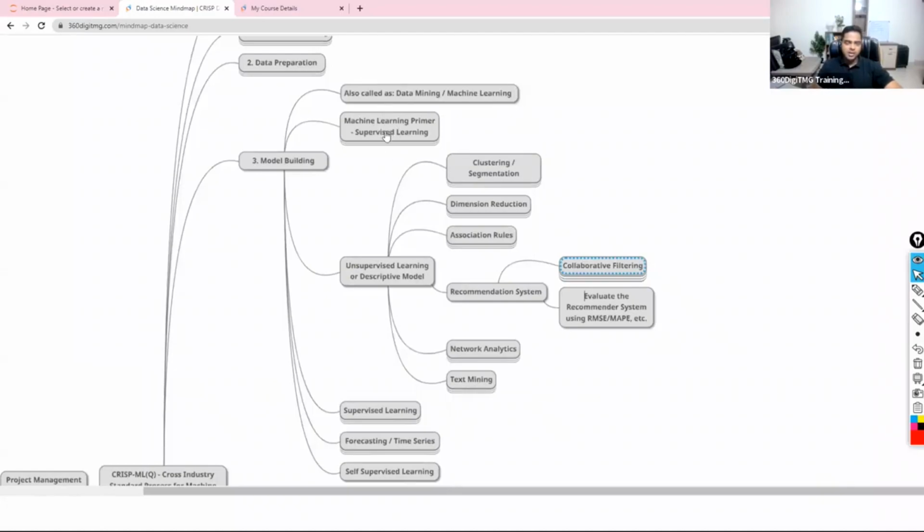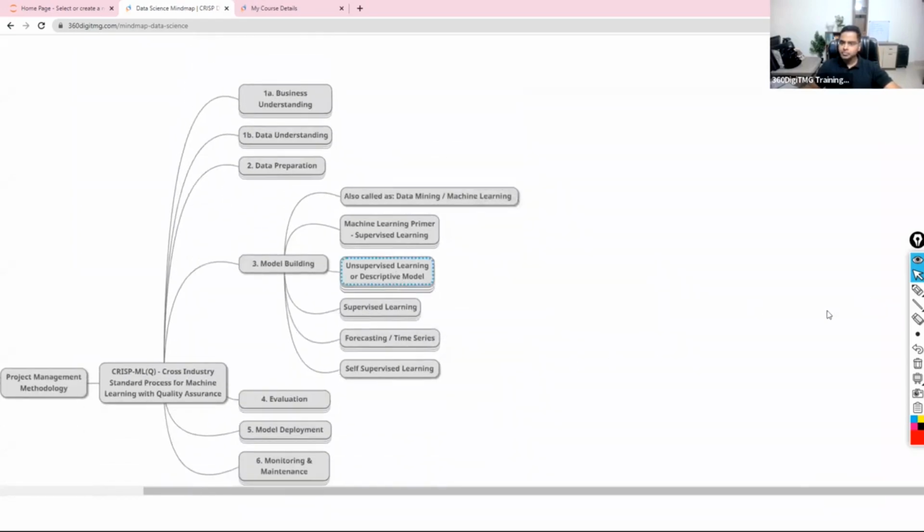So let's switch gears and try to understand machine learning primer and supervised learning within that. Whenever you build a machine learning algorithm, you need access to data.